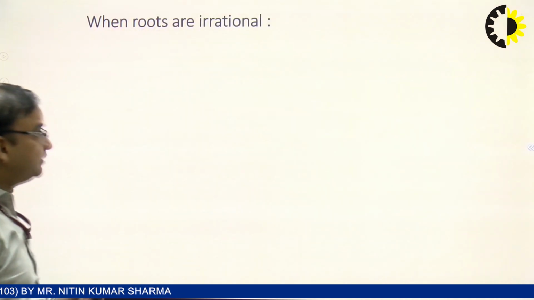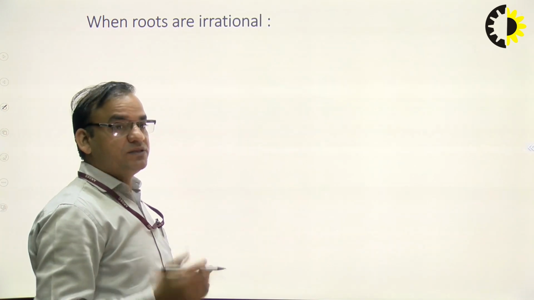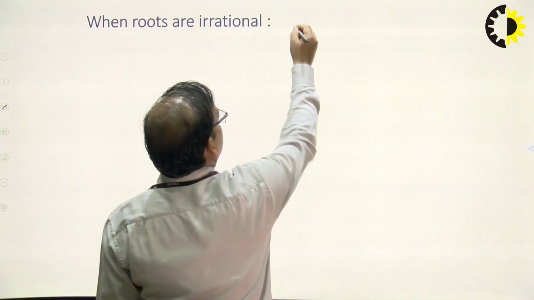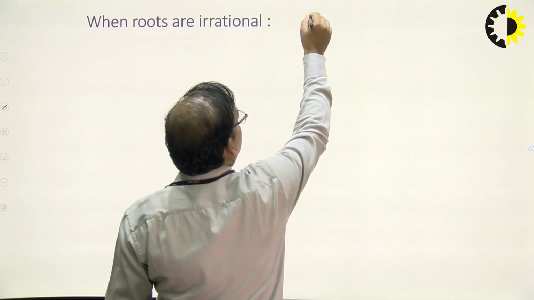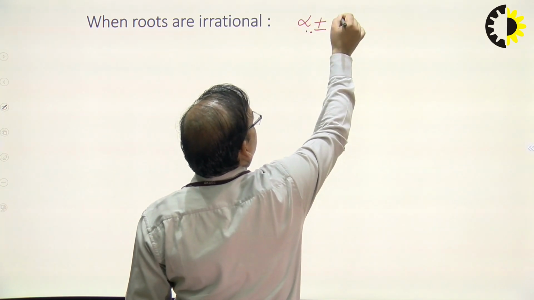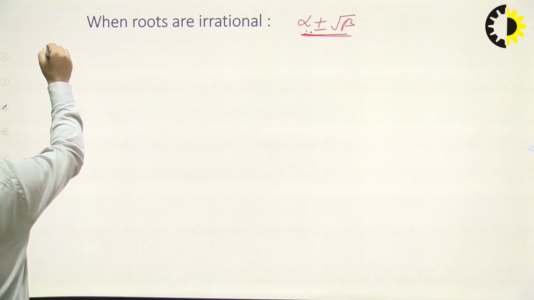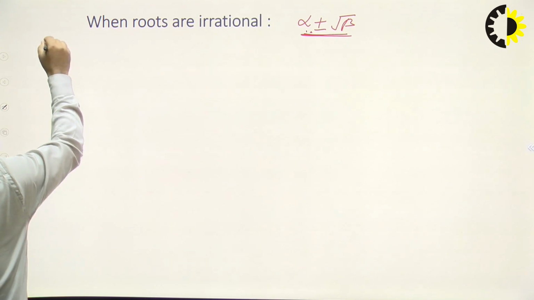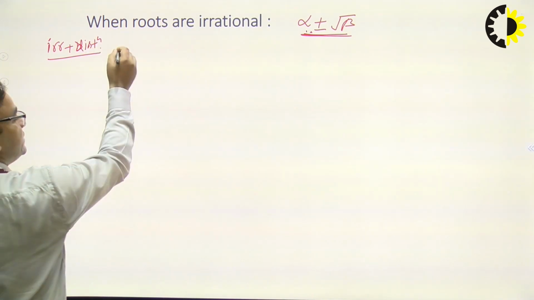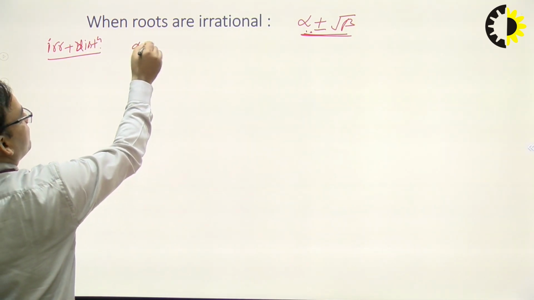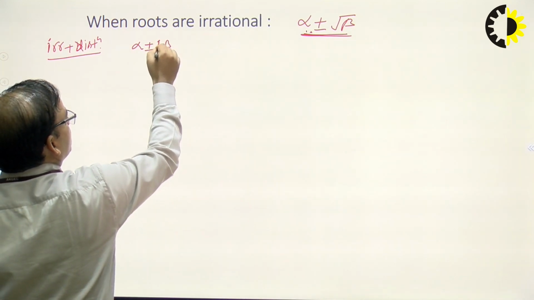Okay, so the next slide is when roots are irrational. Similar to the complex imaginary roots, when roots are irrational, there are again 2 cases. Irrational roots are like this, plus minus root beta. If we have irrational and distinct roots, suppose alpha plus minus root beta.